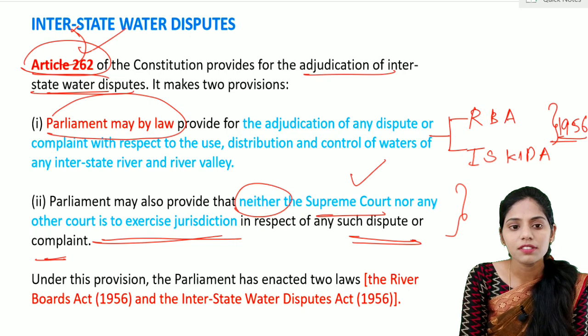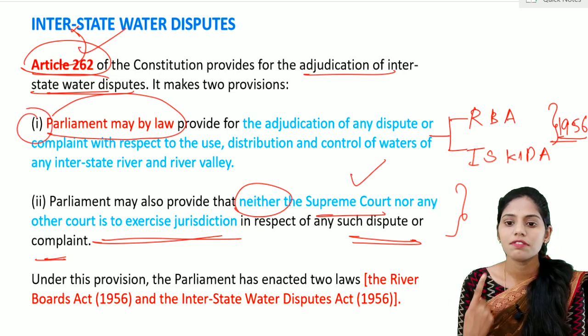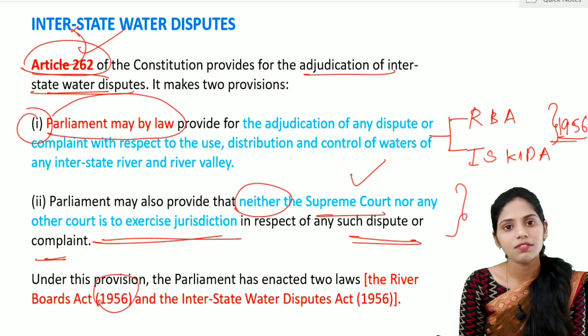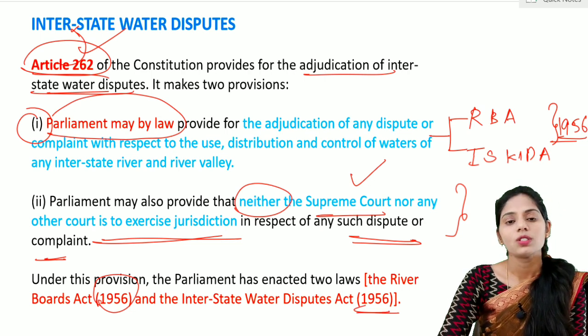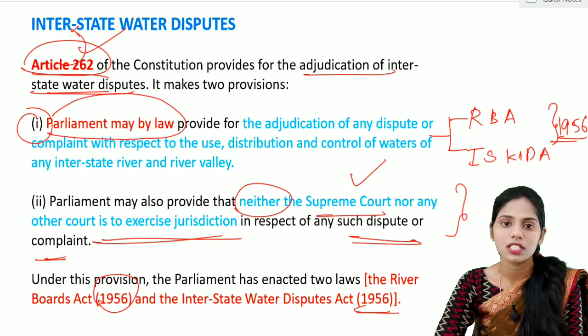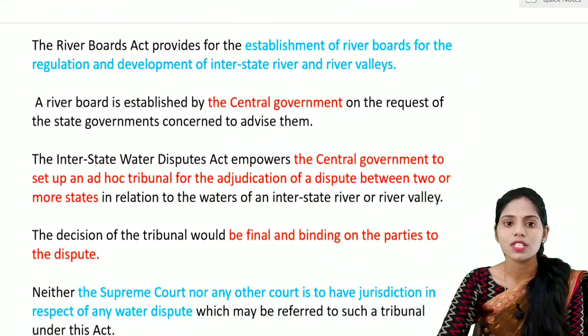If you see under this first provision, the Parliament enacted mainly 2 laws. The first one is the River Boards Act of 1956, and the second one is the Interstate Water Dispute Act of 1956. So let us see the provisions of the River Boards Act of 1956 and the Interstate Water Dispute Act of 1956. Let us see the first one, the River Boards Act.